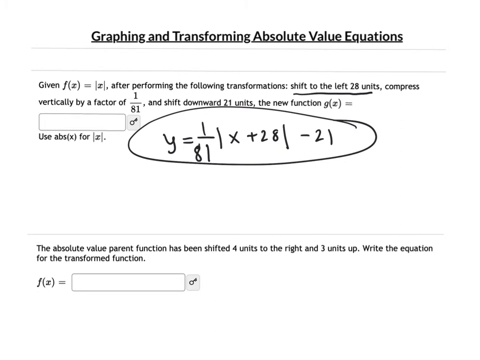The bottom one, the absolute value parent function has been shifted 4 units to the right. That's horizontal. It'll be the inverse. So instead of plus, it's going to be minus 4. And 3 units up. Going to increase every y value by 3.